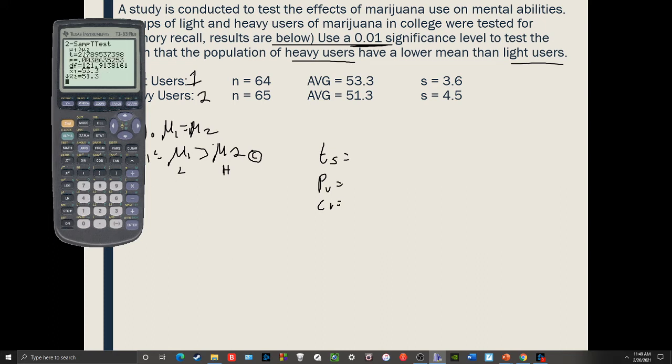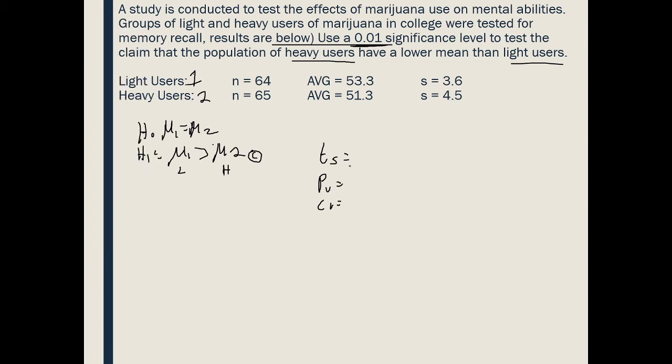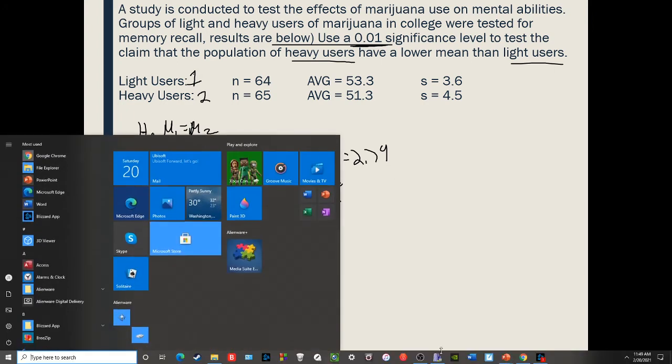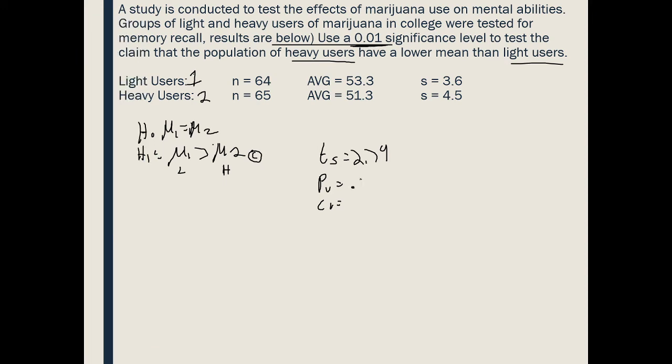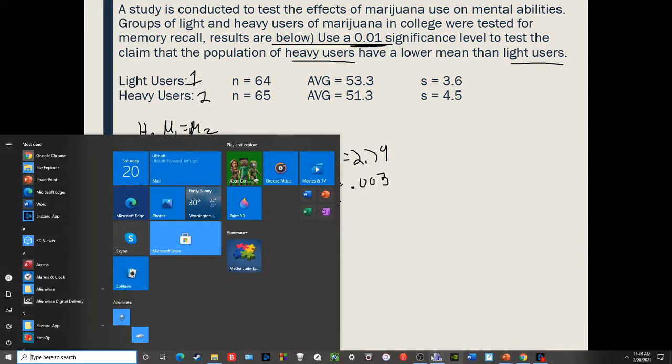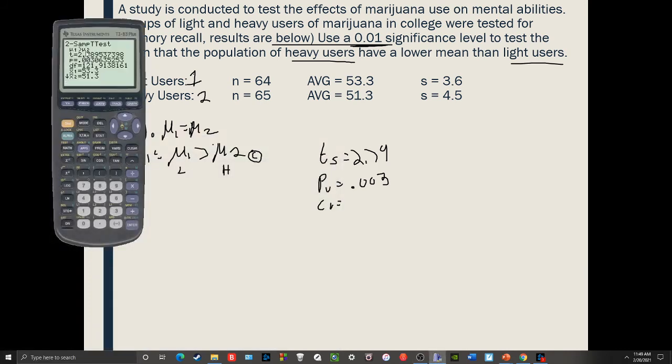So 2.79 we'll say is my t-score. 2.79. My p-value was 0.003, I believe, right? 0.003. So the p-value is right here, 0.003. And then, hold on here. That's weird. Let me make sure I entered in the right one there. 2-SampTTest. 65. No pooled. Okay.